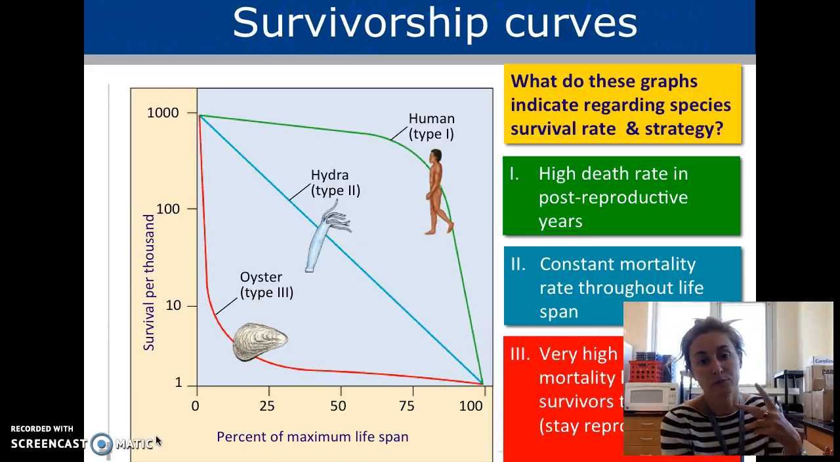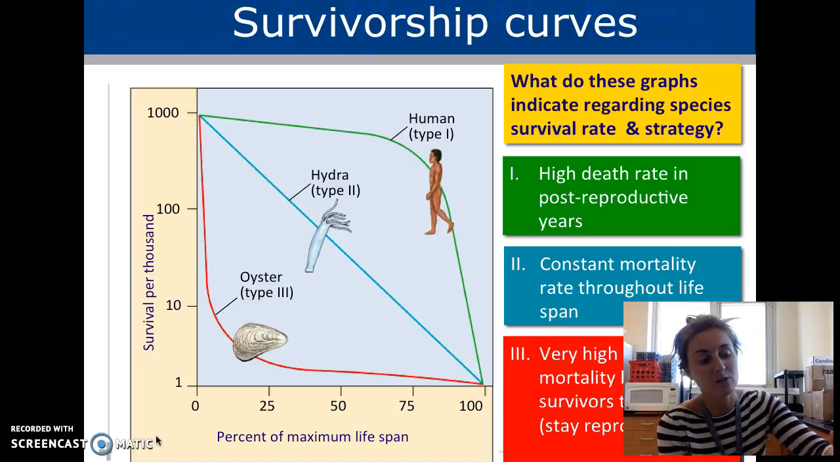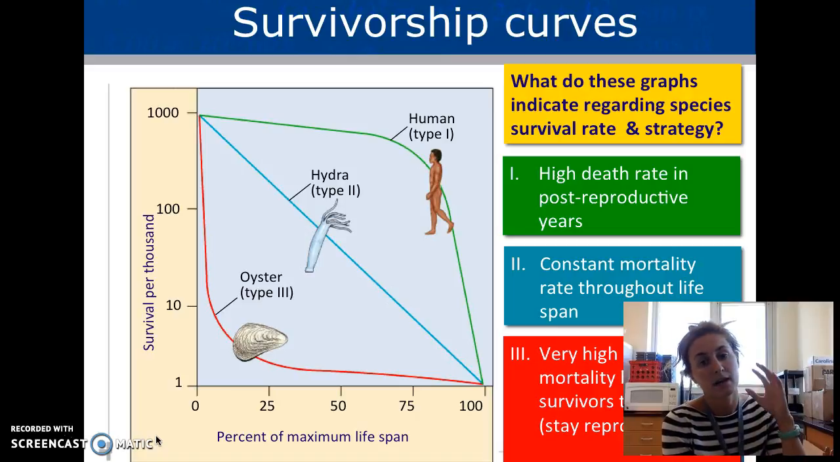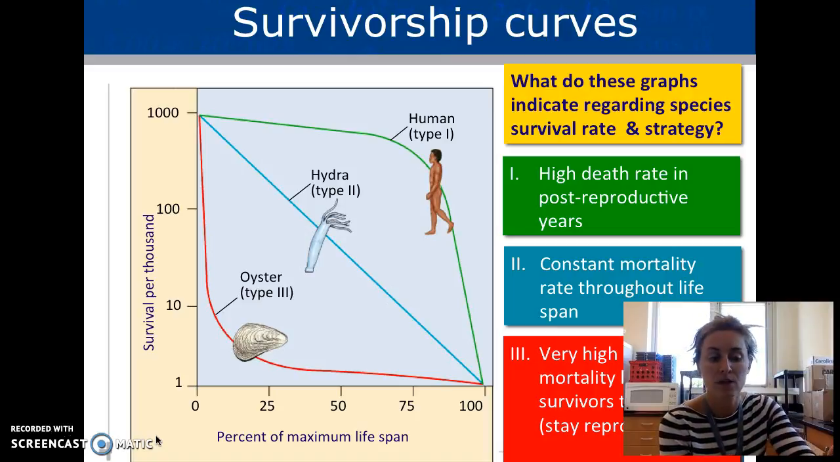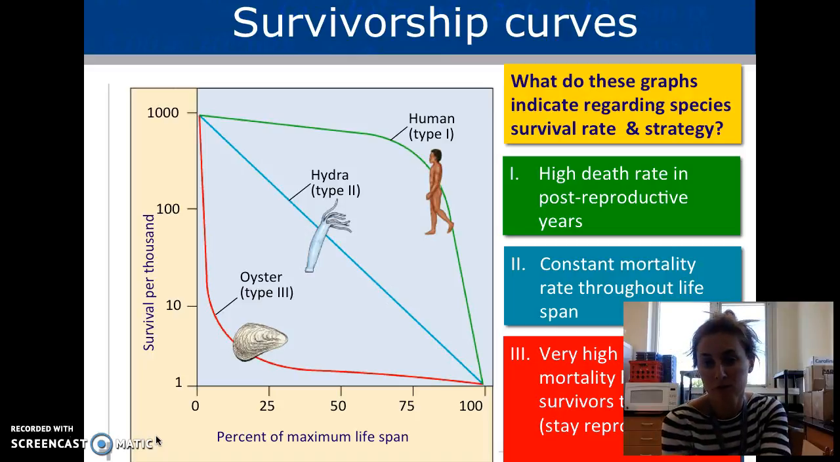When we look at my type 2, we see that when I am born, I have almost 100% chance of surviving, but my chance of dying starts to increase as I move through my lifespan. We see that there's a steady rate of decline of the size of population. We see that my oysters are type 3. Very quickly after birth, I may die. And then as I get into my later years, if I get to that point, I'm going to survive for a while. So that's type 1, type 2, and type 3.